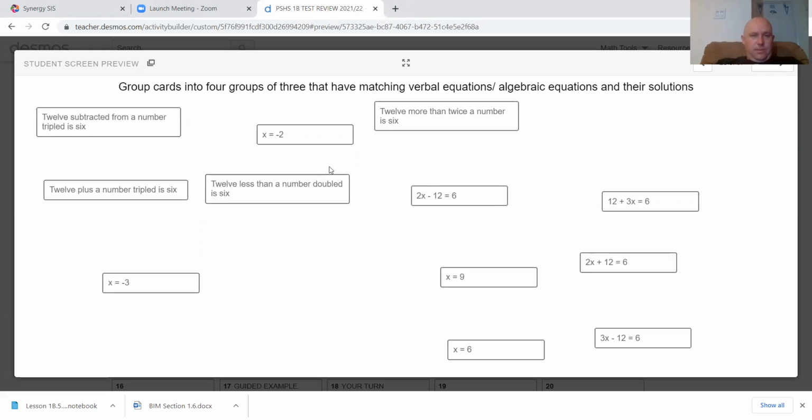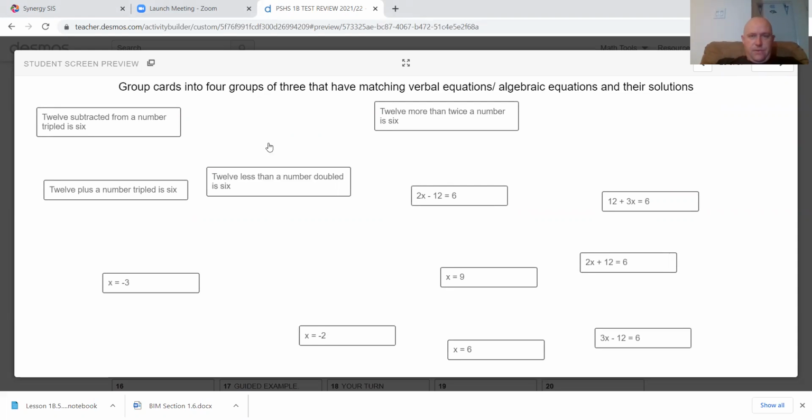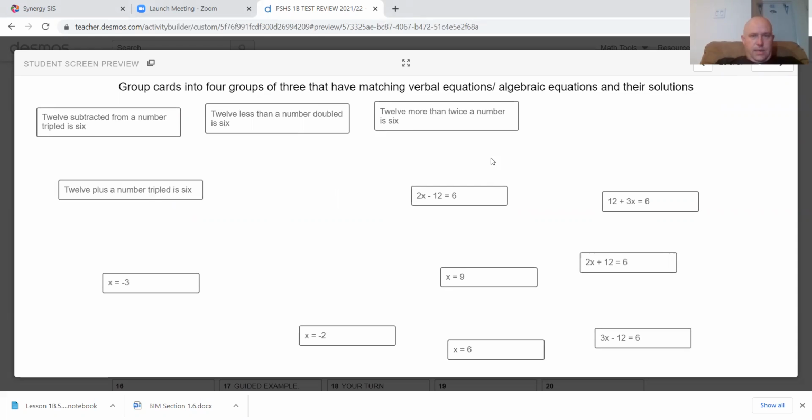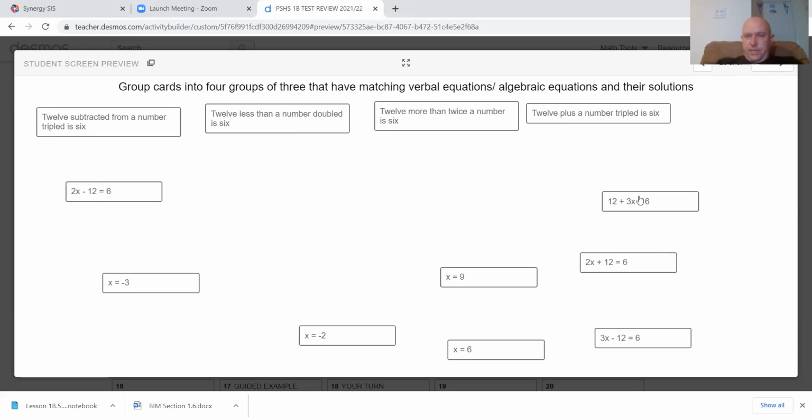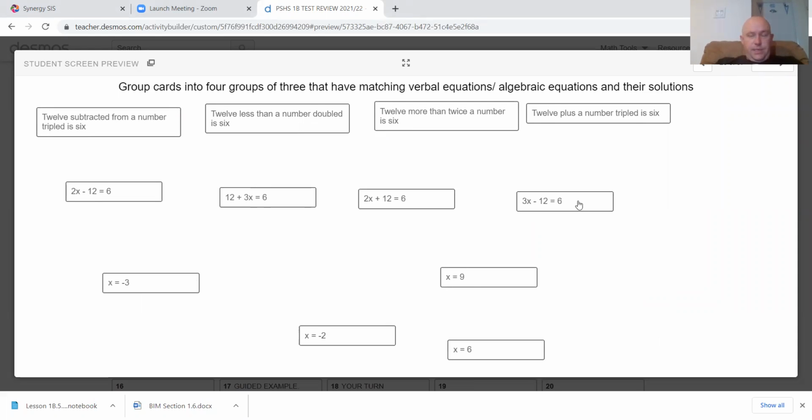So this is our word problems one. We got a few different things up here. I have some that have verbal expressions, some that have algebraic expressions, and then some where we've physically got to work out the answer. So let's take a look at what we got here.